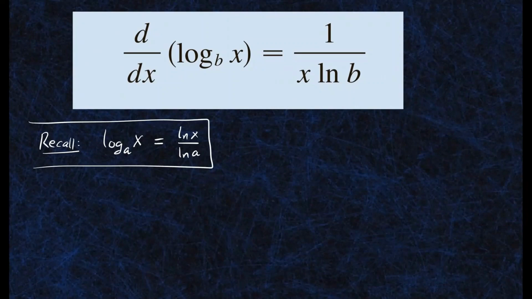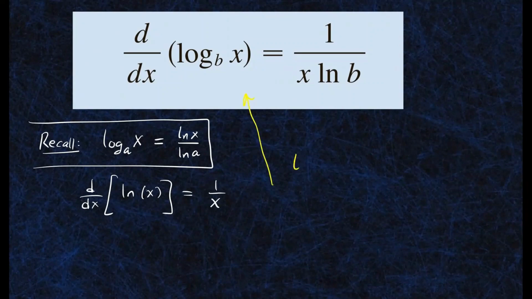We're also using another fact from calculus, that if you take the derivative of the natural log of x, this is simply equal to 1 over x. So we know that from before. Putting these two ideas together, we're able to get to this formula. So let me show you one more step.